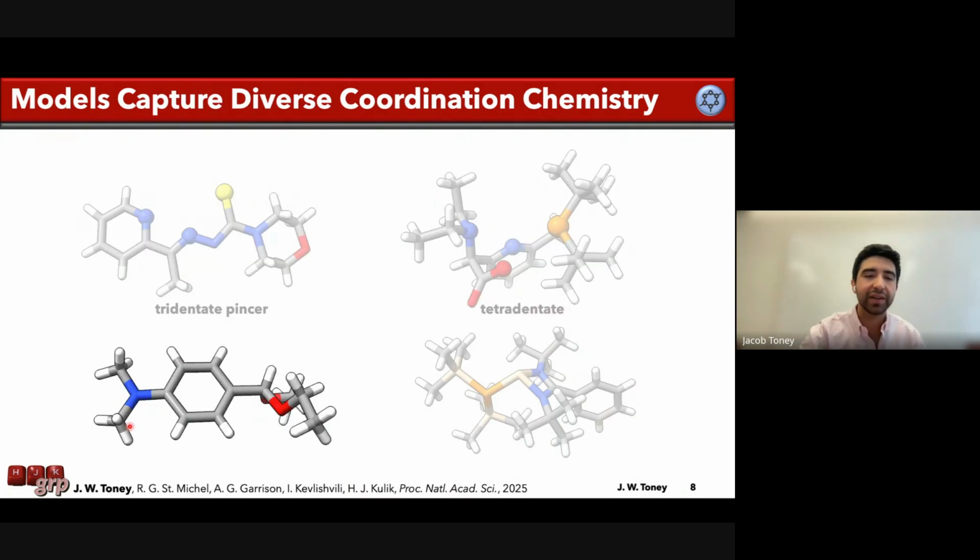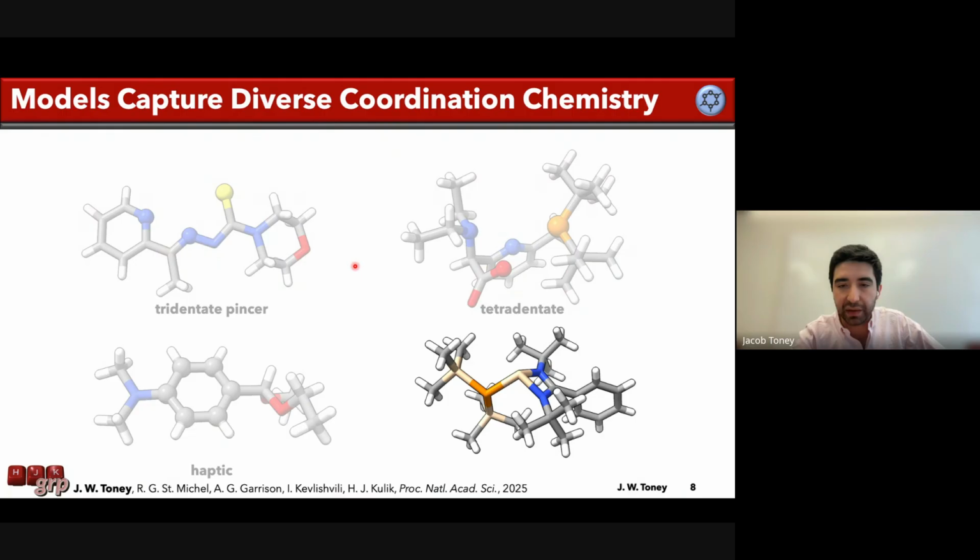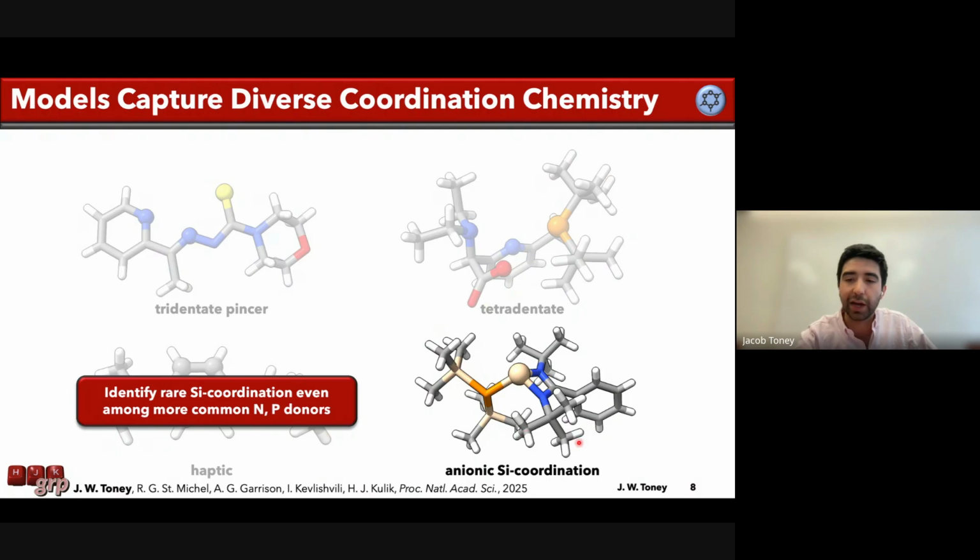Look at this ligand here on the right. You could easily jump to the nitrogen or either of the oxygens, but it actually ends up being this haptic coordination due to delocalized electrons and aromatic rings, which the model also accurately predicts. And finally, my favorite example is we see these very common coordinating atoms of phosphorus and sulfur, but rather than those, it's actually an anionic silicon coordinating atom in this case, which is roughly 1% of the data set, but the model is still able to identify these coordination modes.